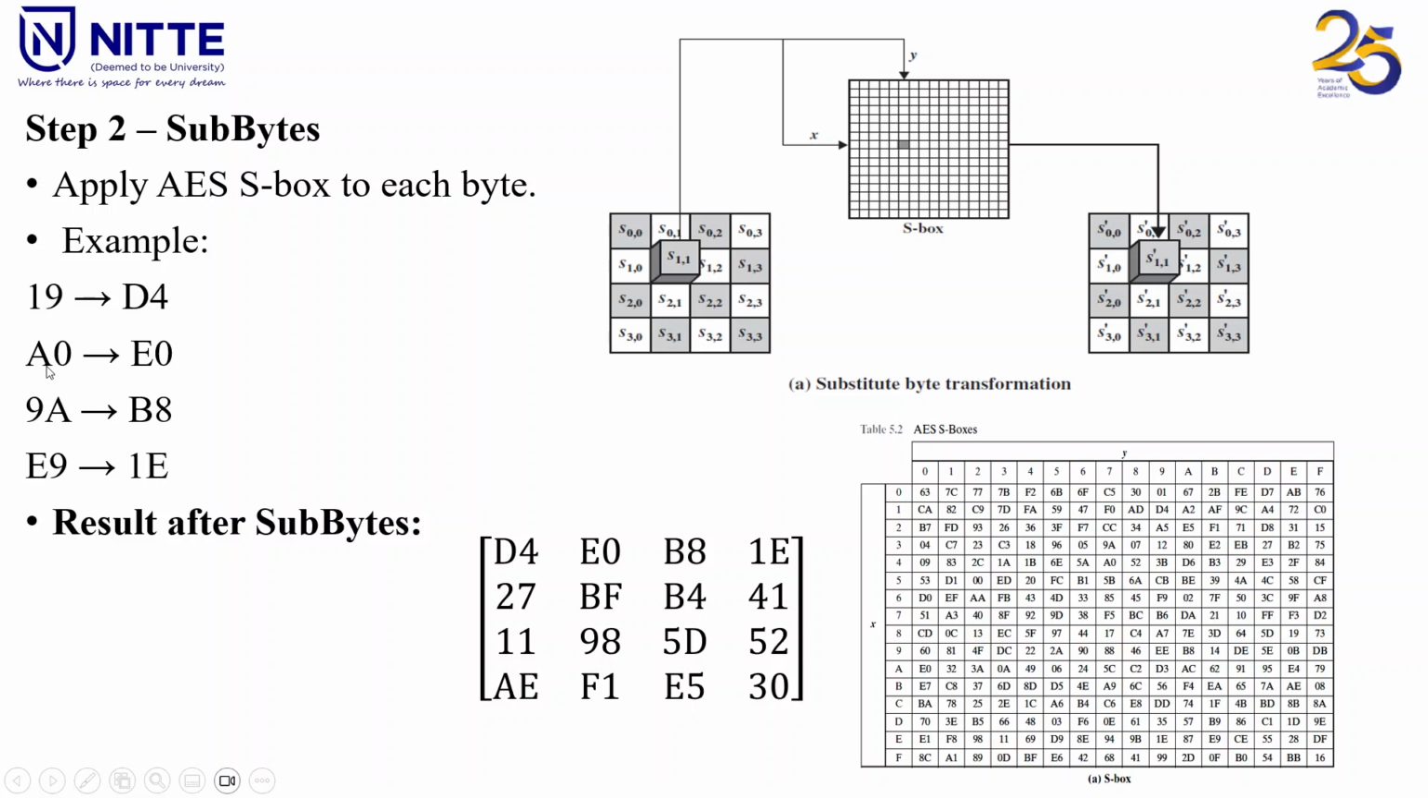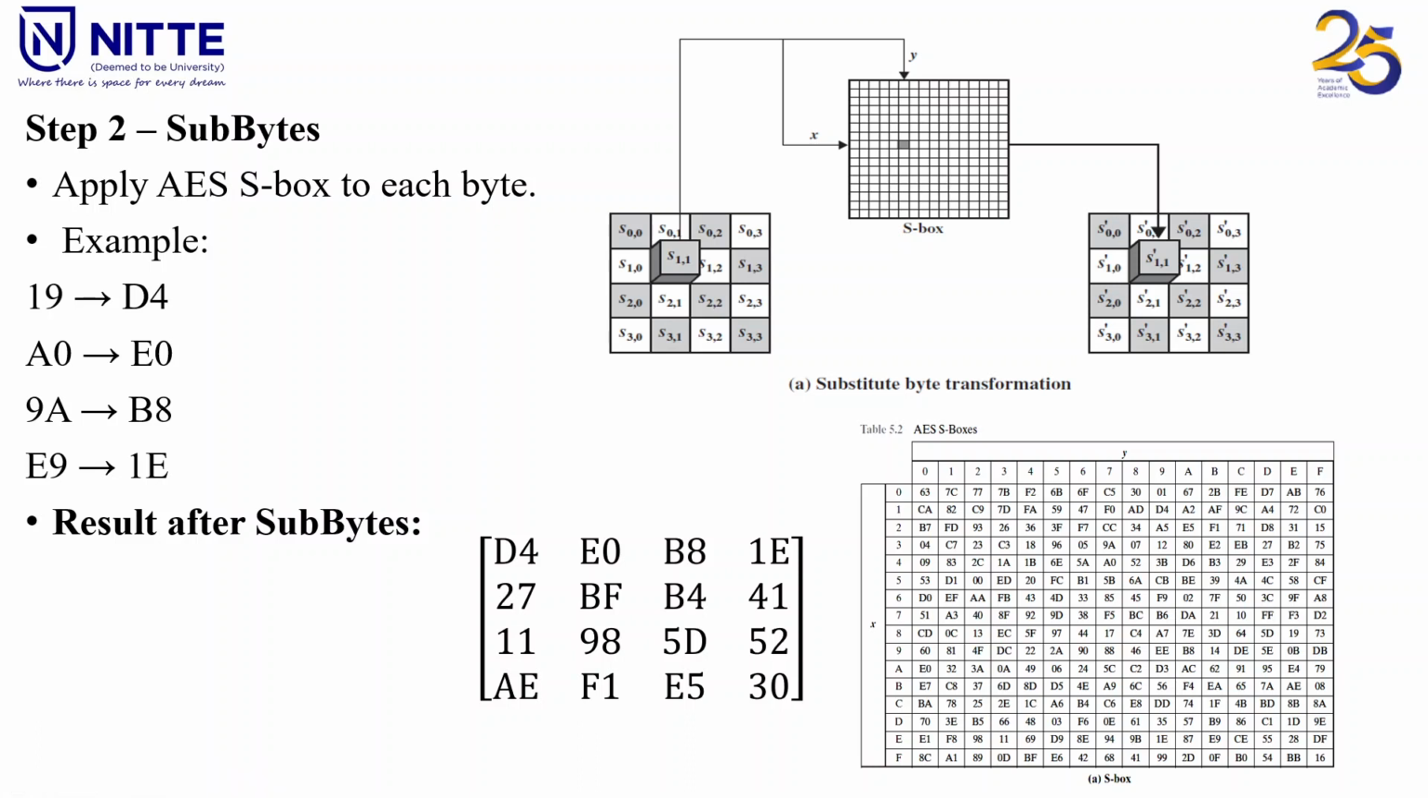Similarly, when I come to the second number A, A will be the row element and 0 will be the column element. So A and 0, I get the value E0. Similarly, 9A, 9th row and A column, I'm able to get B8. Then E9, E row, 9th column, gives 1E.